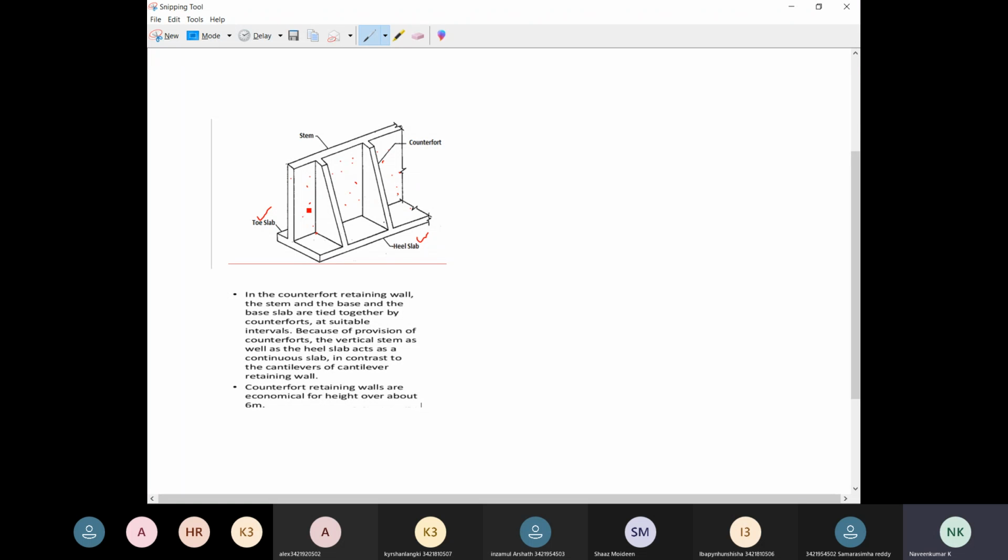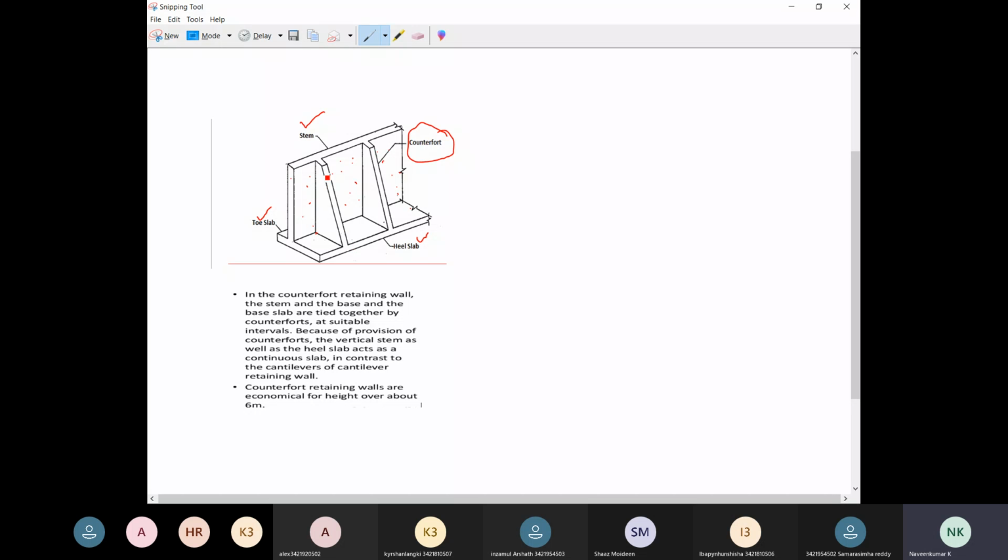There will be no change in the parts. The parts of the cantilever and counterfort retaining wall are actually the same. The heel will be there in the counterfort retaining wall also. In addition to that, there is a counterfort support. So this is the additional support which is provided, to support the wall as well as the slab.